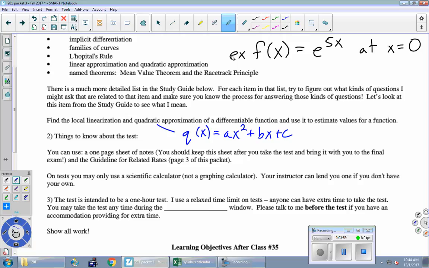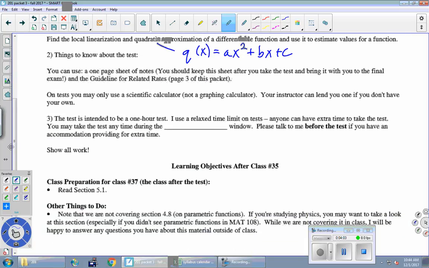All right, things to know about the test. You can use a 1-page sheet of notes. You should keep it because you can bring it with you to the final exam along with your other reference sheets from the first 2 tests. And you can also use one of my sheets. It is the guideline for related rates. It was page 3 of your packet, okay? So you can rip it off now, or you can bring it on Monday and rip it off then. Right, so 2 pieces of paper for Monday's test.